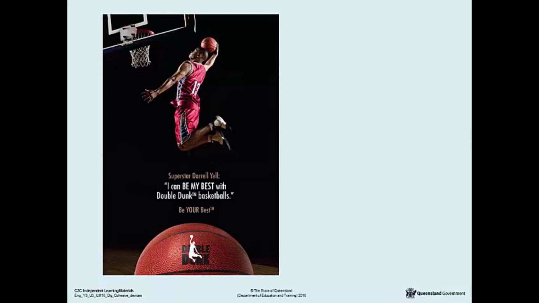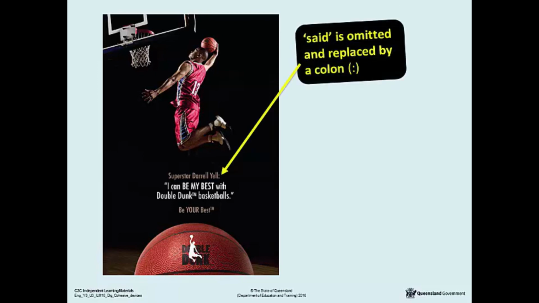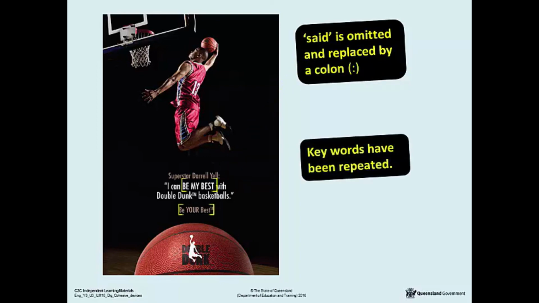And finally, let's look at the Double Dunk advertisement. This advertisement has very little text, so it does not cohere through replacement words as much as the NBT advertisement. The language is tightened to omit words that are not necessary. For example, said is replaced by a colon. They have also repeated key words, be my or your best, and double dunk.